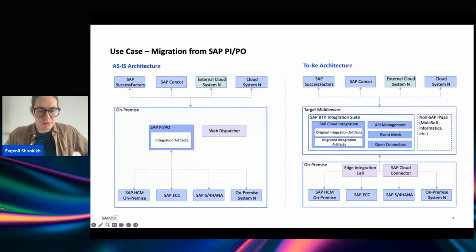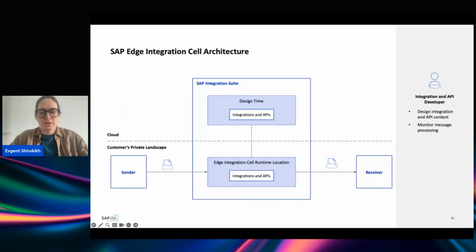Ultimately, it's a really great thing because customers finally have options to choose from. It can be either cloud integration, the cloud native engine, or it can be Edge Integration Cell, where data is processed on-premise. Let's take a look a little bit deeper at the architecture aspects of this solution. Now, the Edge Integration Cell is basically an engine that allows running integrations in some customer landscape.